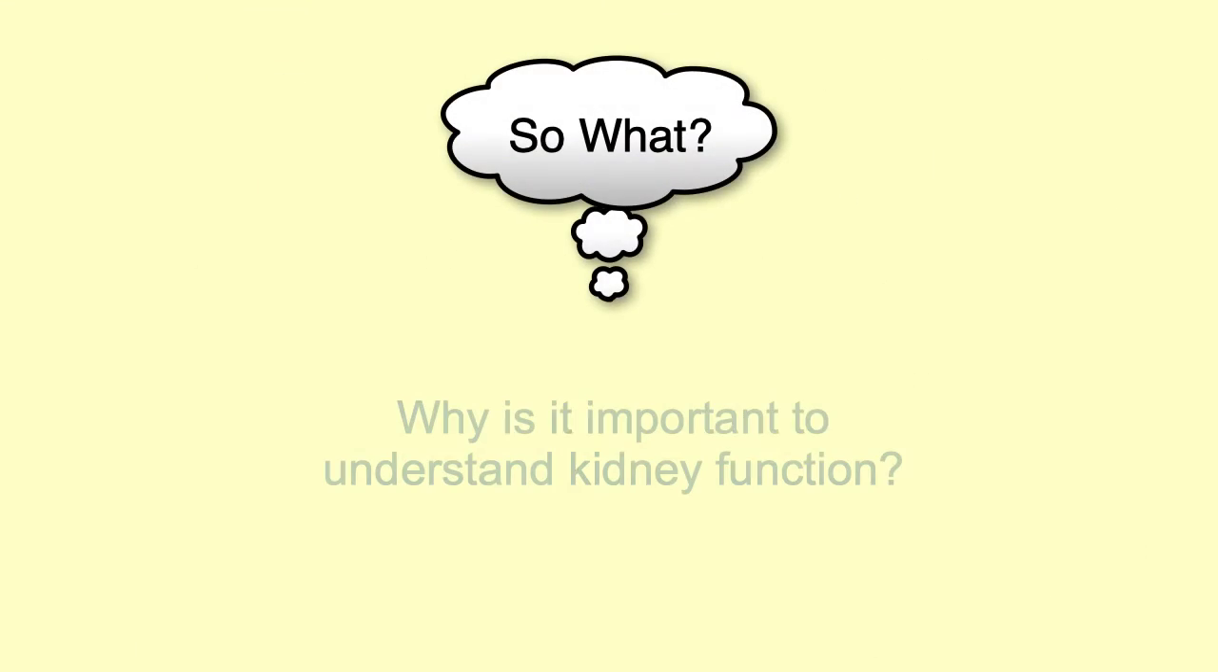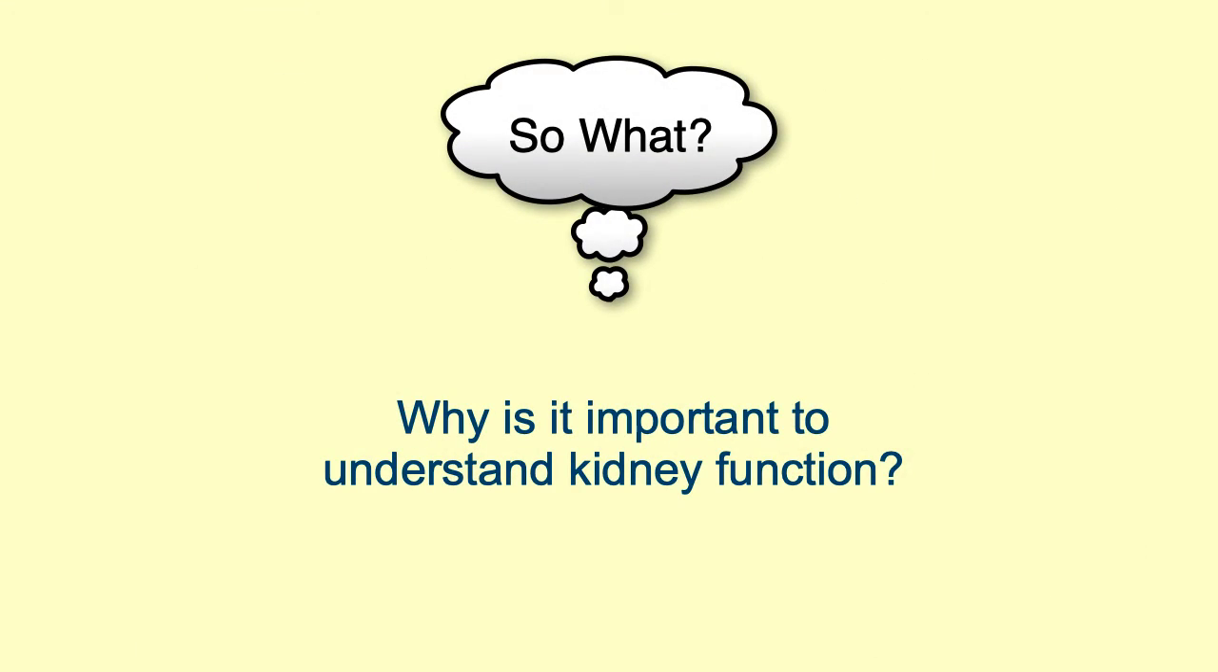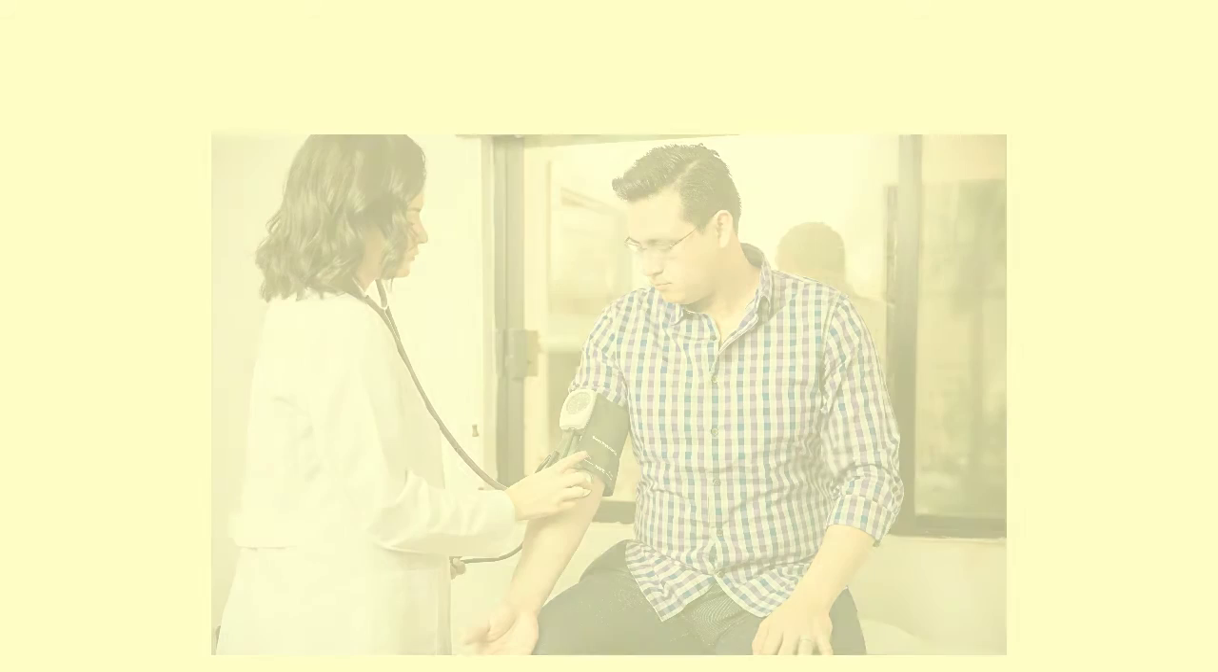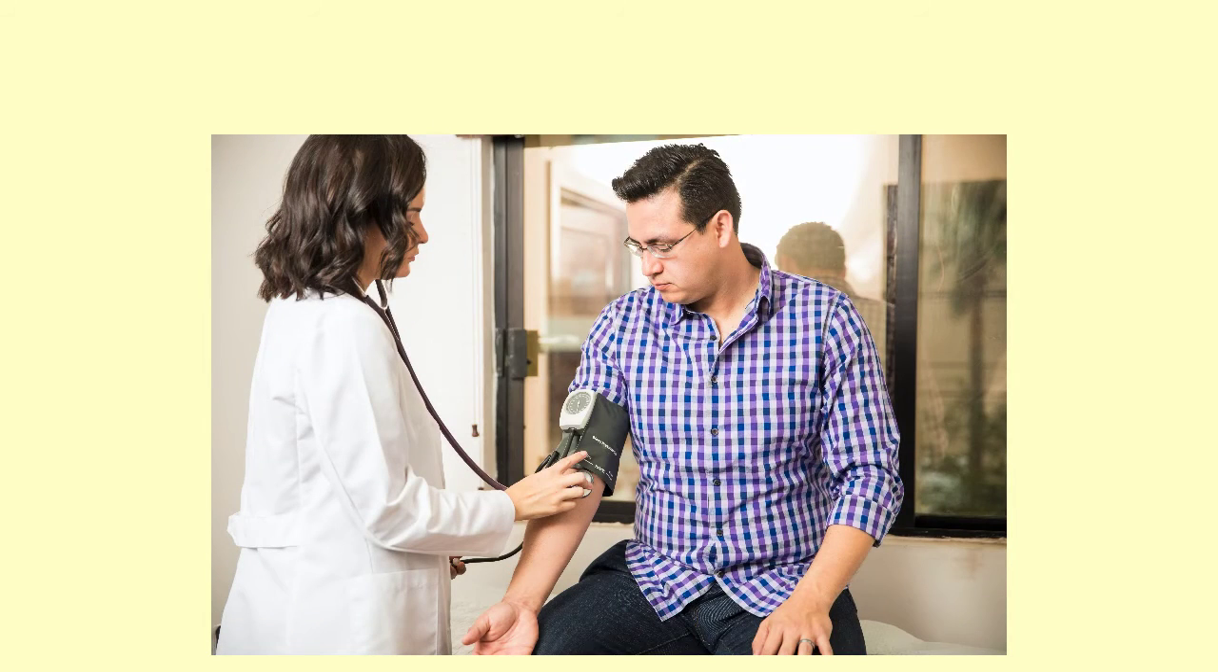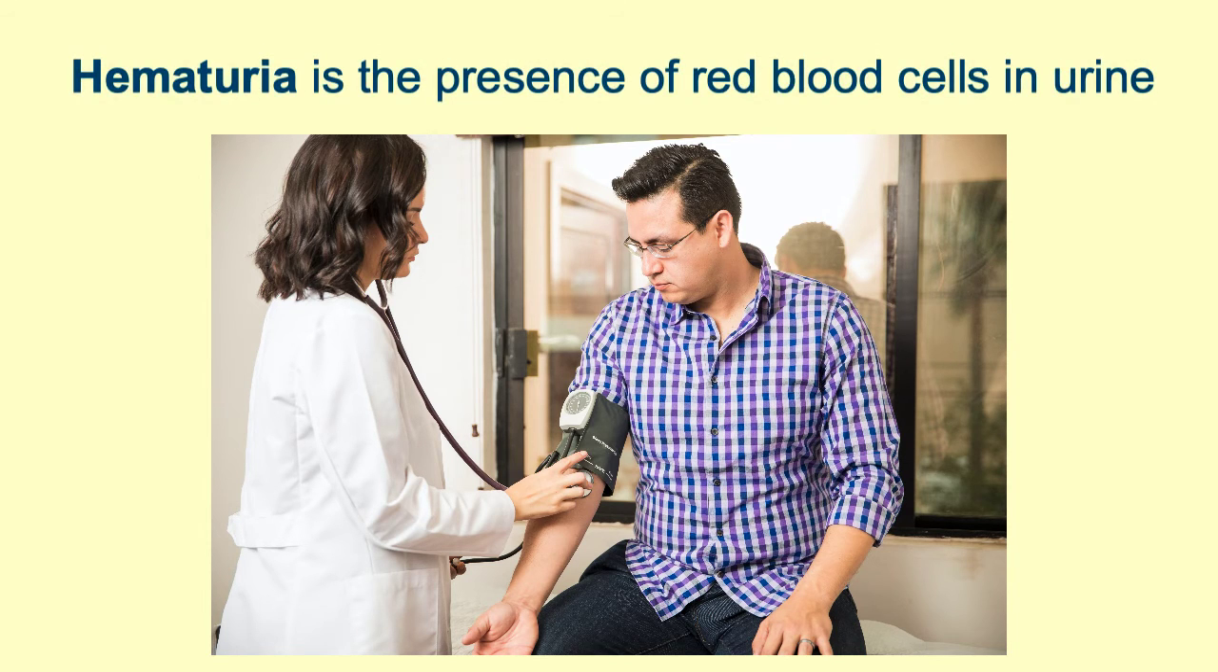So what? Why is it important to understand kidney function? Well, this knowledge is important for understanding kidney injuries. For example, although blood pressure is required to form filtrate, blood pressure that's too high can force red blood cells into the renal tubule and then into urine, a condition called hematuria.